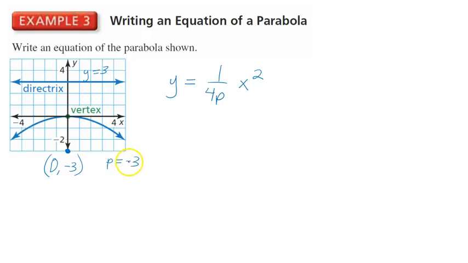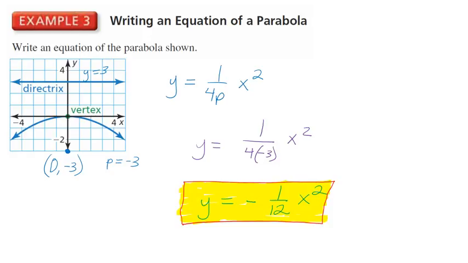Alright, so I'm going to plug my -3 in for P. Y equals 1 over 4 times -3 x squared. And so this is y equals, we got a positive 1 on top, we'll have a -12 on bottom. Positive divided by negative is -1/12 x squared. Ding! That wasn't so bad, was it?